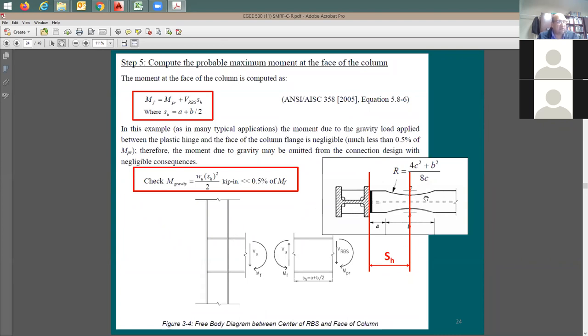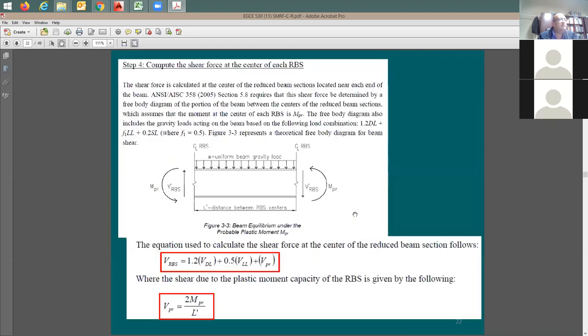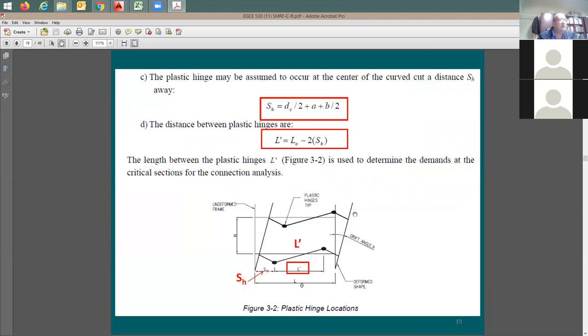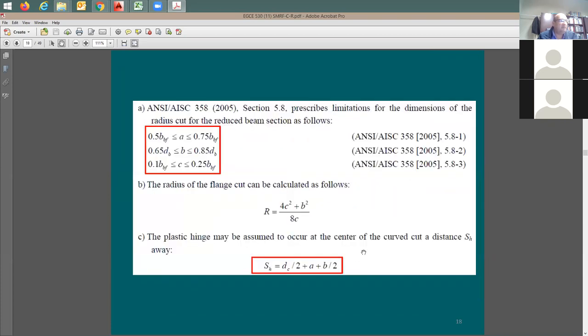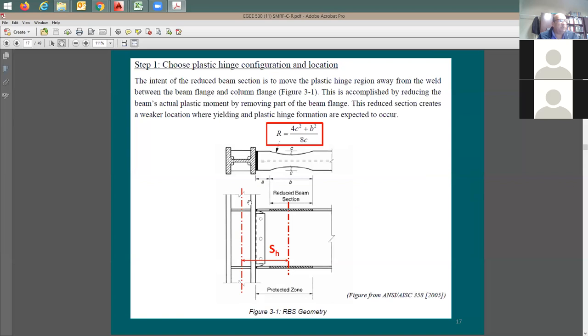So we're going to treat this as a short cantilever. The length of it is going to be equal to this SH. Now it's going to be a new SH. The first SH was measured to the center of the column. Now it's going to be measured to the face of the column. Let me just go back here quick and show what I'm talking about. The first SH was the center of the column. This is to figure out the L dash or L sub zero.